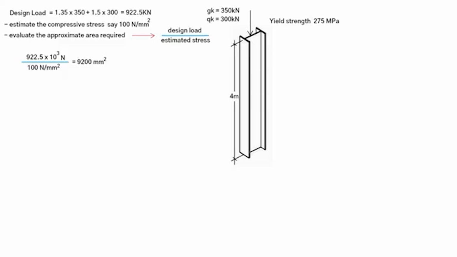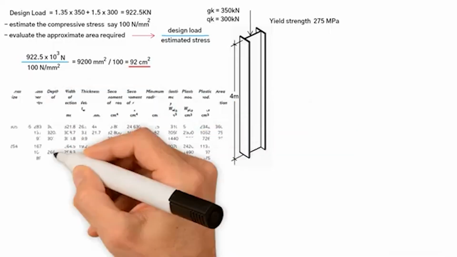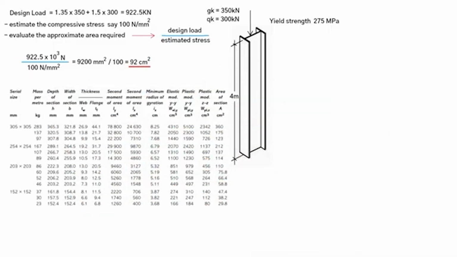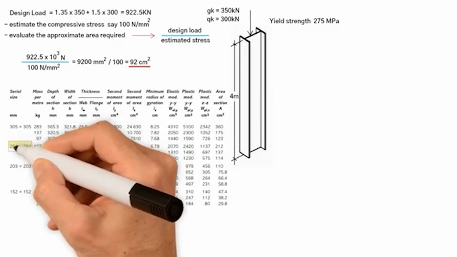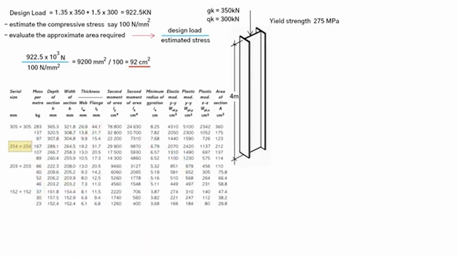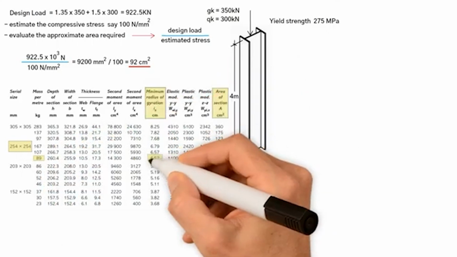We need to convert this to centimeters squared. To do this, we divide 9,200 by 100, and this gives us 92 centimeters squared. Then, we need to select a suitable column section size from the table, and evaluate the non-dimensional slenderness. Let's try a 254 by 254, 89 kg per meter universal column, which has the following properties.